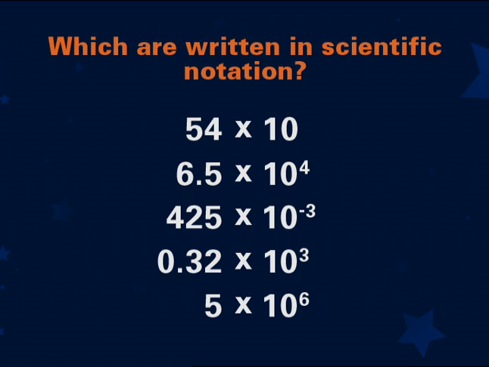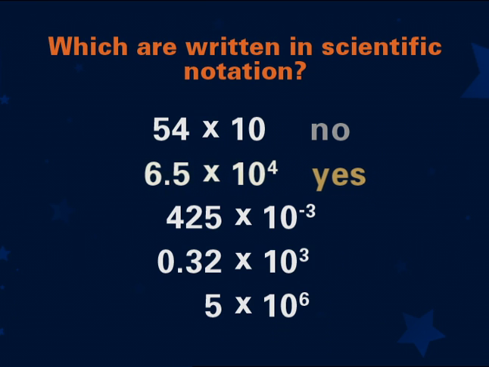Identify which of the numbers shown here are written in scientific notation. 54 times 10 is not in scientific notation because 54 is not less than 10 and there isn't an integer exponent. 6 5/10 times 10 to the fourth power looks good to me. 6.5 is at least 1, but less than 10. And the power of 10 has an integer exponent.